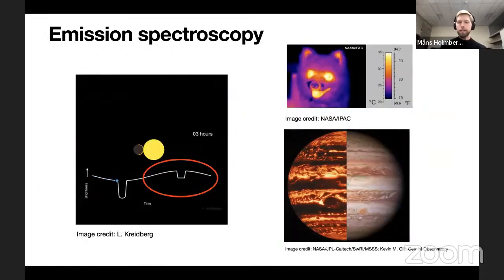So one other thing we can do, instead of doing this transmission spectroscopy, where the planet had to be in front of its host star, we can look at the thermal emission.